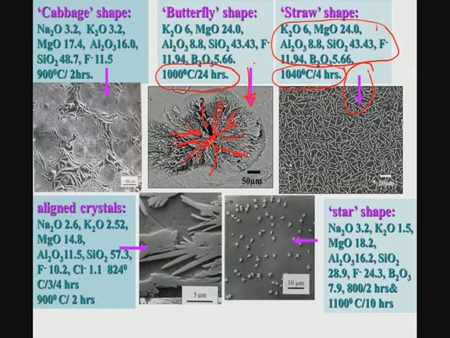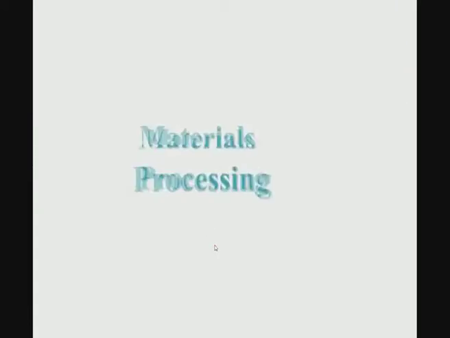Another shape also reported in literature, for a different glass matrix, is what they call cabbage shaped crystals. Certainly you see that there are a lot of concentric rings like an onion, and these concentric rings form in a very dense manner in a glass matrix, which is indeed different in morphology compared to straw shaped crystals. Then people have also reported star shaped crystals, and also aligned crystals, where you can see these crystals formed in a very well aligned manner in this particular material.